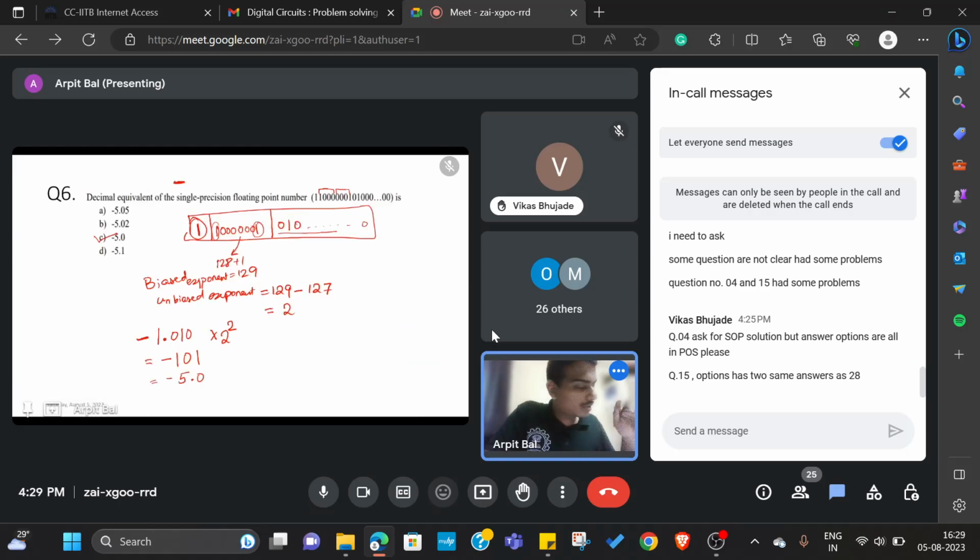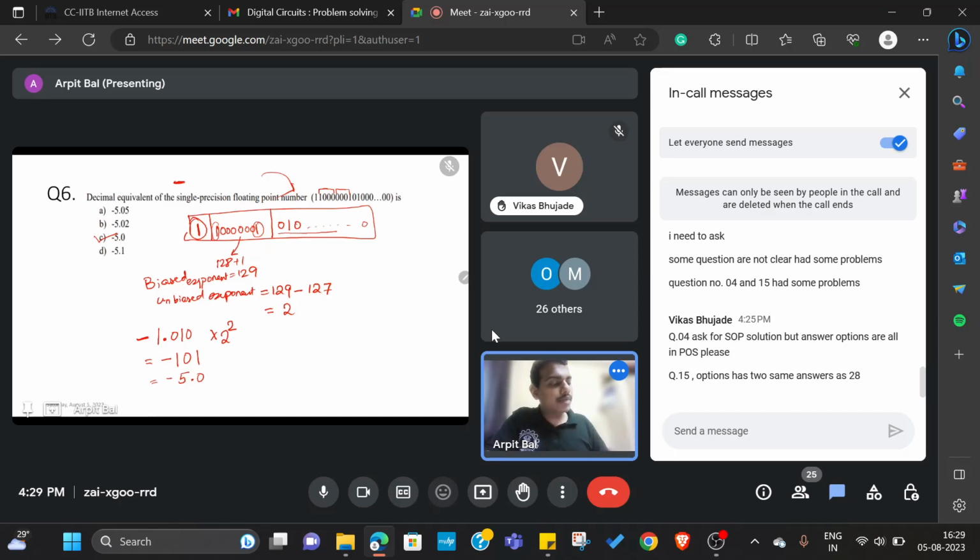Yeah. So the next thing is we had to find out the decimal equivalent of the single precision floating point number. The floating point number was mentioned here, and to solve these questions, whenever you have a number like this, start from the left side, okay, pick the first bit. The first bit will represent your sign. So the sign bit is 1, so it means the number is negative, okay.